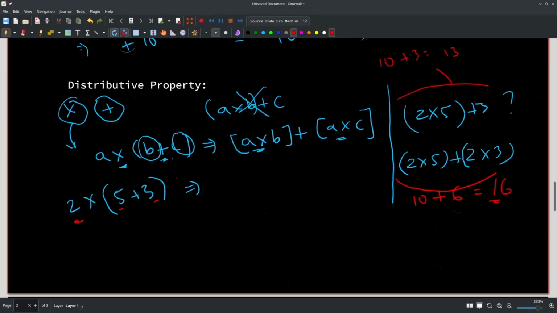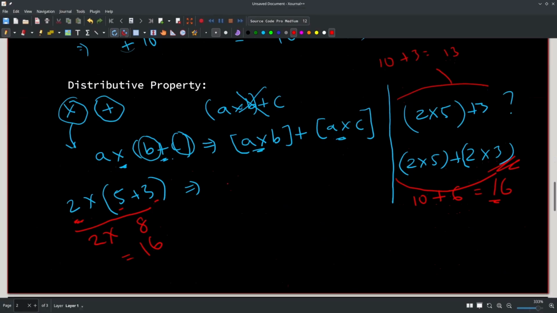Let's see which one is correct, right? Let's directly add these inside the bracket. 2 into 5 plus 3, 5 plus 3 is 8. 8 into 2 will result in 16. Hence, this is how you do your distributive property.